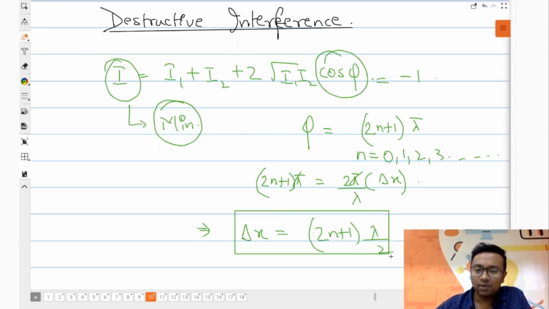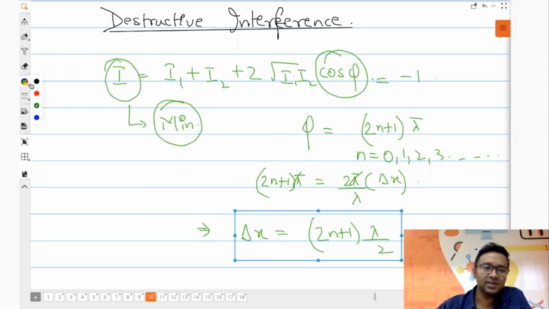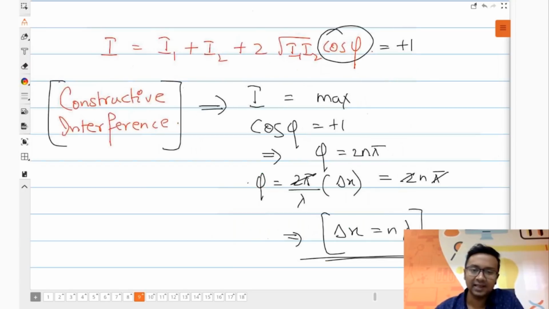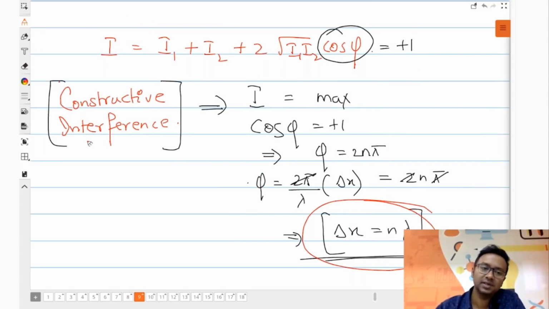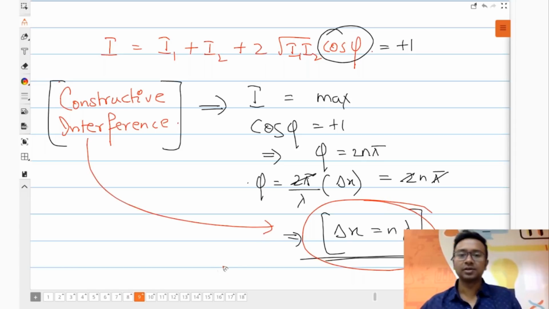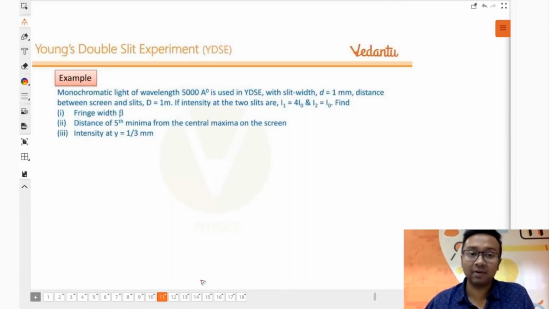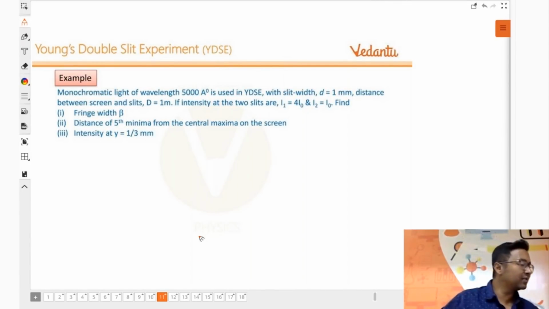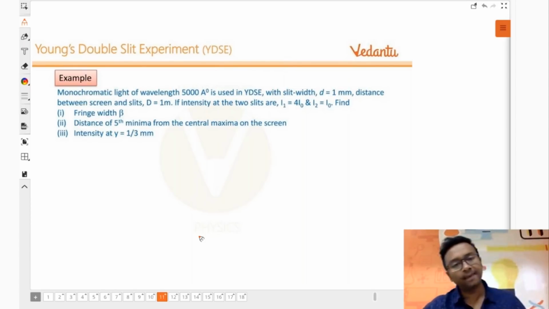So this is the path difference, students, for destructive interference, and this is the path difference for constructive interference. So this is what we have. Now, let's take up this next problem that we have here. So, what do we have in this problem, students?